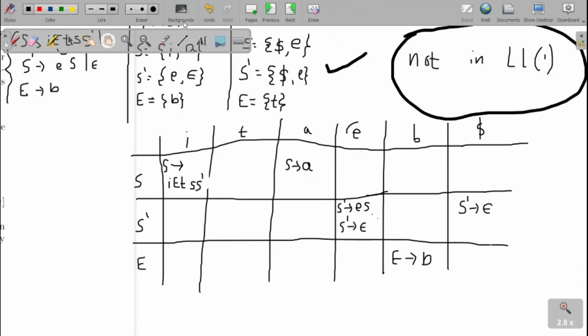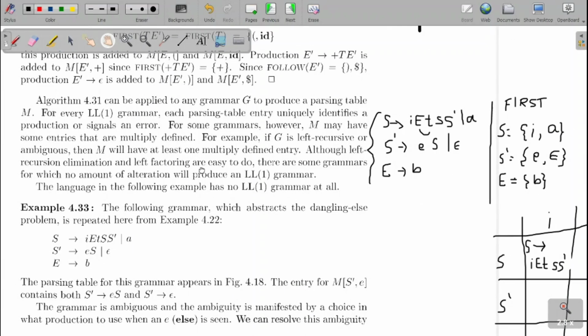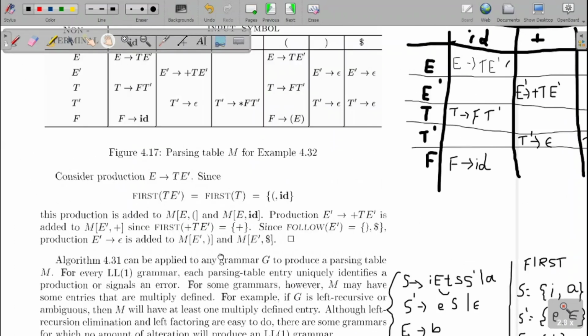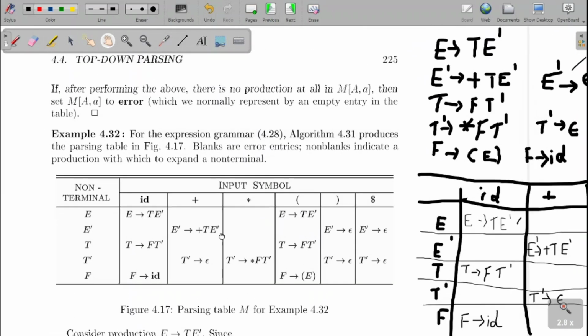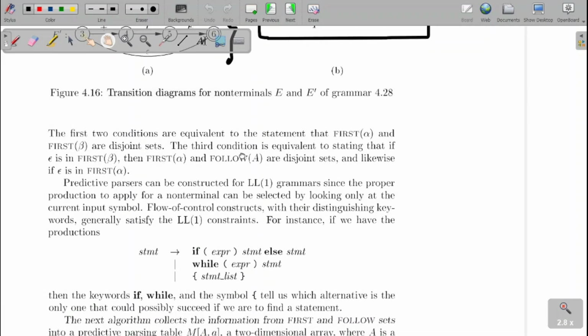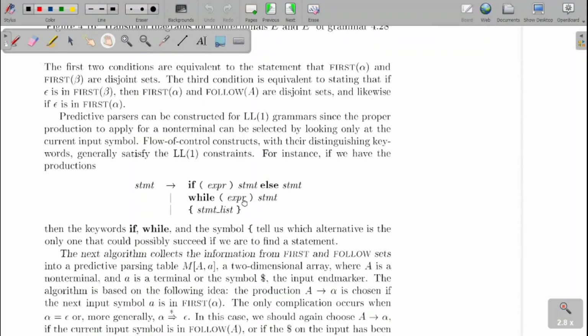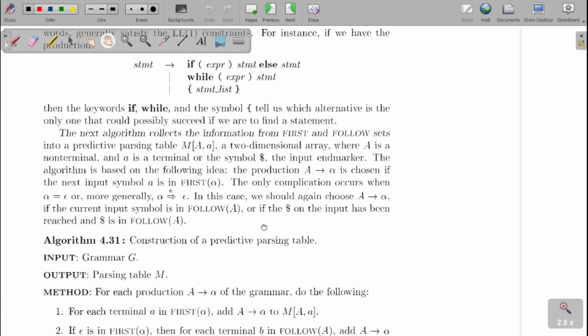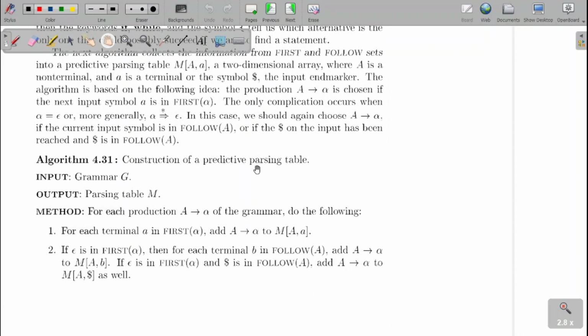Fine. So now let us go to the theoretical part of it. So here we have ended. So, construction of the predictive parsing table. The construction of the predictive parsing table is quite simple. First, input the grammar. Output is a predictive parsing table.